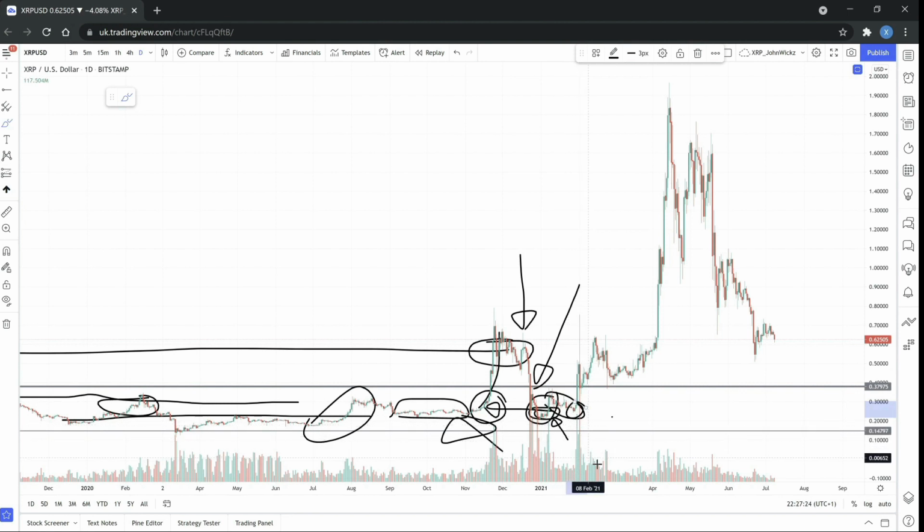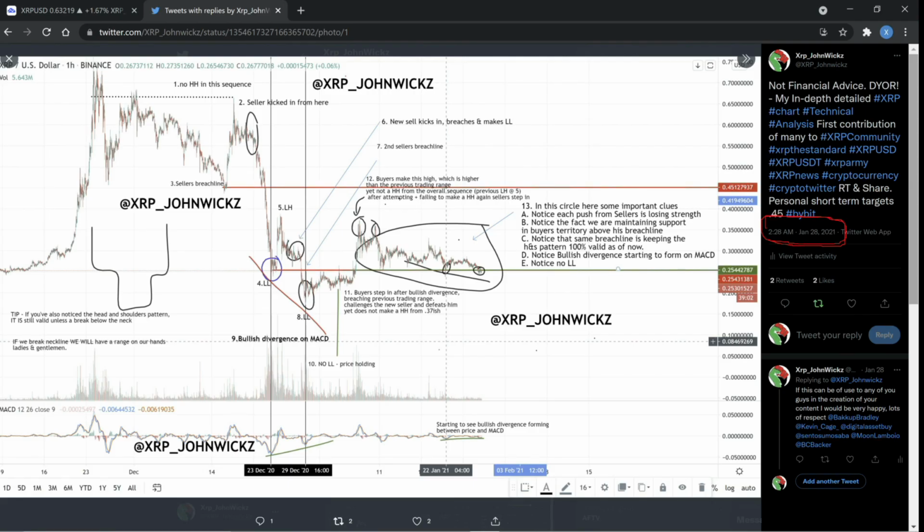Funnily enough, mentioning that this is exactly where I joined Twitter, 28th of January, 2021. And the reason, again, was I just wanted to spread some love. I just wanted to give everyone the heads up. Look, XRP looks like it's going to explode. Make sure you're in this because this is about to go nuts.